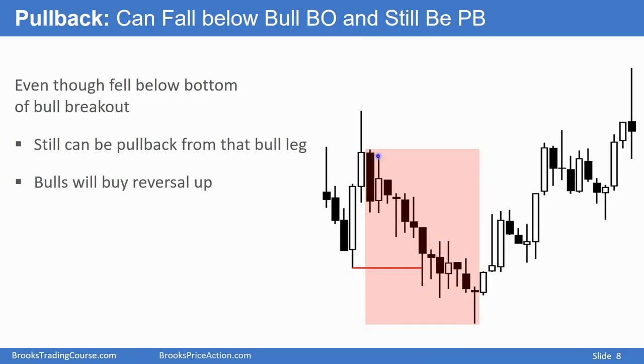I talked about this a minute ago. Even though this bear channel fell below the bottom of this bull breakout, I still think of this as a pullback from this breakout. And I'm going to look to buy a reversal up. I might not buy above the doji bar, but I might buy above this bull bar, or wait for that bull bar to close, or buy below this bar. A lot of bulls would buy above this wedge, a nested wedge, 1, 2, 3, a small wedge inside of what appears to be a bigger wedge, 1, 2, and then 3.